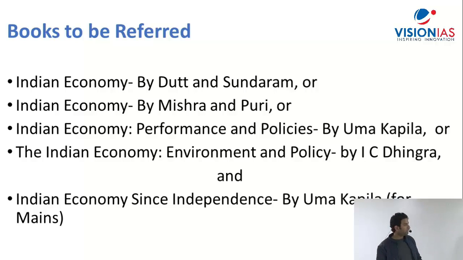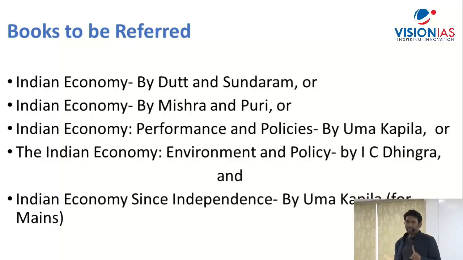Personally, my favorite is this one: The Indian Economy, Environment and Policy by I.C. Dhingra. This is a comparatively better book, I believe. All the books are 1,000 plus pages. You're not supposed to read the entire book, I'm telling you. In the index of this book, you're supposed to mark the chapters that are part of our syllabus. And you have a syllabus of how many topics? 19 topics, okay? That you need to mark. Once you mark, you'll be able to eliminate half of the book. So only half of the book you need to read and half you can simply skip.